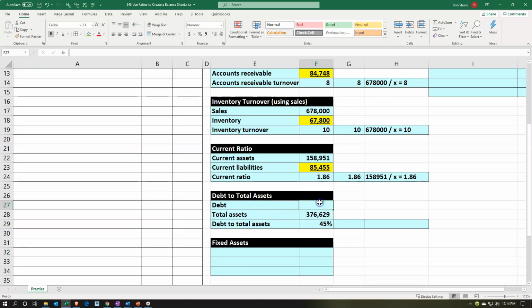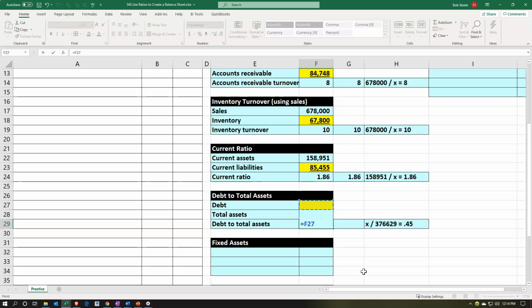Now the unknown then is the debt. So the debt is going to be the unknown. We can then write the algebra, which would be x divided by the 376,629 would be equal to the 0.45. I've made it a decimal now. You could solve it algebraically now, or you can use goal seek. I'm going to use goal seek. This equals this number, the debt divided by the total assets.